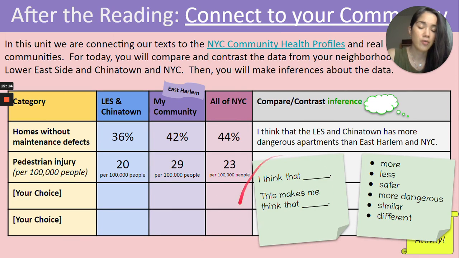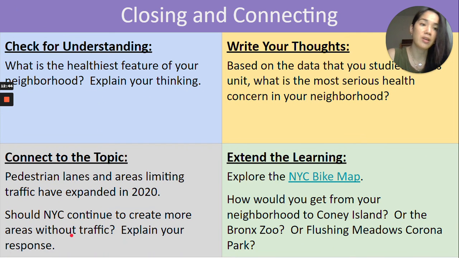So again, I use the vocabulary here to write down my thought that the Lower East Side in Chinatown, because of this 36%, which is lower than East Harlem and all of New York City, it tells me that more people have problems with their apartment there, and it might be more dangerous. So at this point, teachers, you can pause this video. Students, you can continue writing down your compare and contrast inferences for each of the categories that you chose here. When you finish that, you'll go on to the closing and connecting, and then we'll see you for day 5.